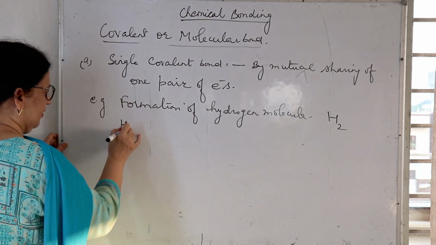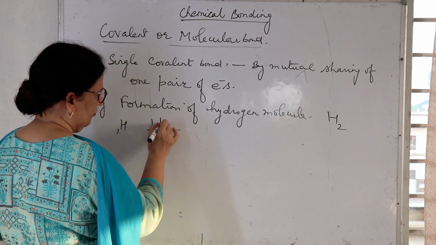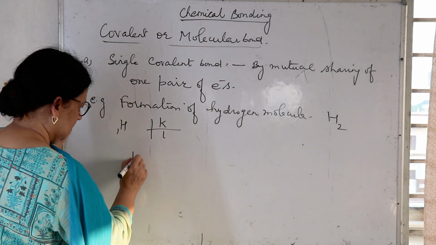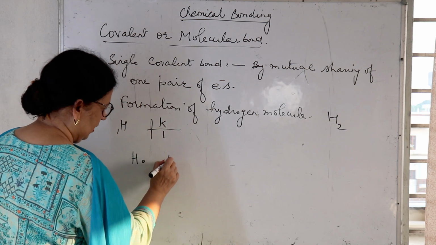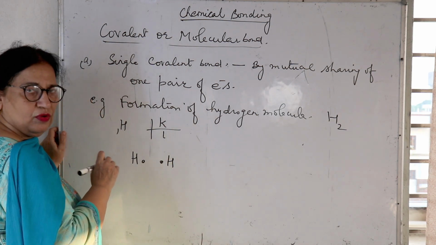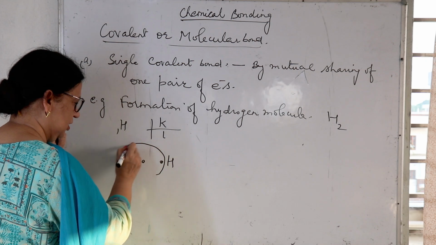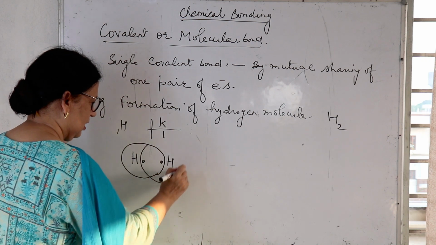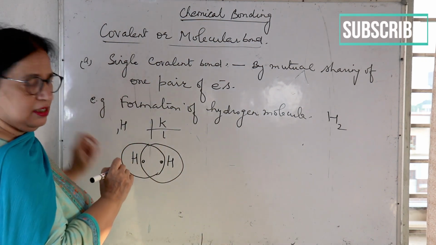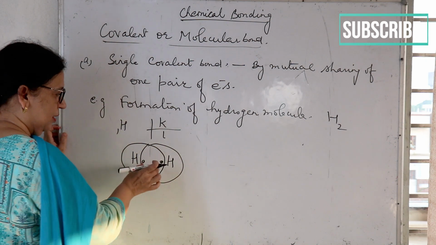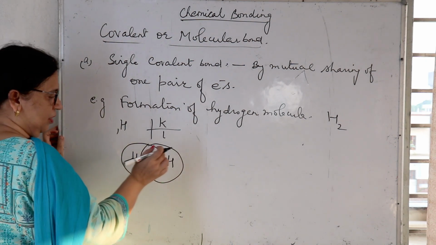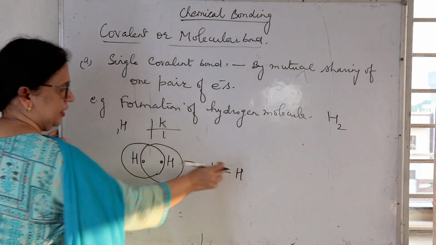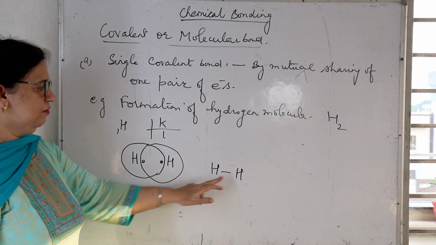We know the H is having atomic number 1, and if we write the configuration, that K shell is having 1 electron, and this is the hydrogen, this is having its 1 electron, another hydrogen that is also having 1 electron. So by mutual sharing, they share their electrons with each other and their K shell is complete with the mutual sharing. Because they have shared only one pair of electrons, so they are having single covalent bond. It is represented like this, single covalent bond.